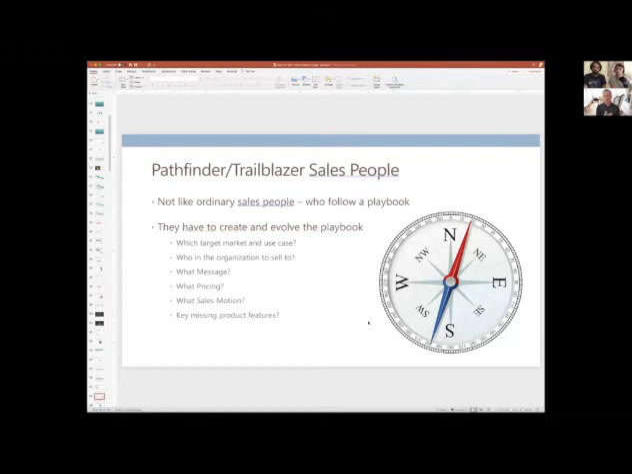Mm-hmm. And all of this process that we're talking about here is the very first step. I call this finding the repeatable sales motion, before we try to scale it and before we try to figure out other things, like can we make it profitable as well.